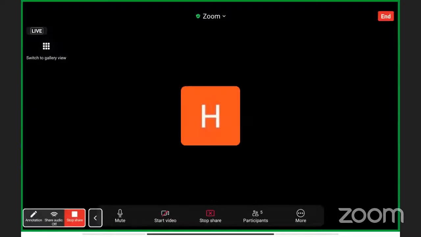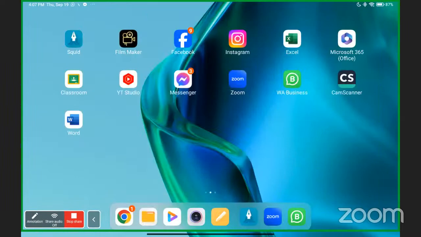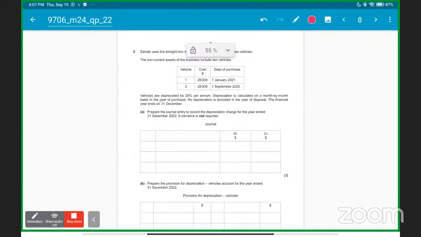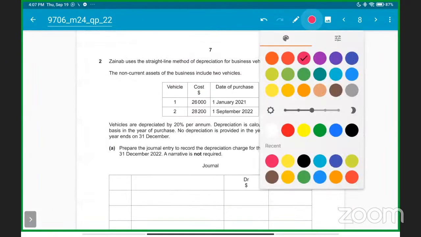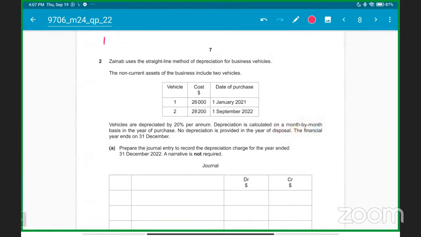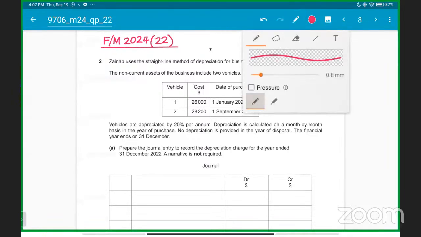So let's get started. What we have basically is the depreciation question of one of the most recent papers, which is February-March 2024, paper 2, variant 2. Okay, understandable? Am I audible? So it's a February-March 2024 paper 2.